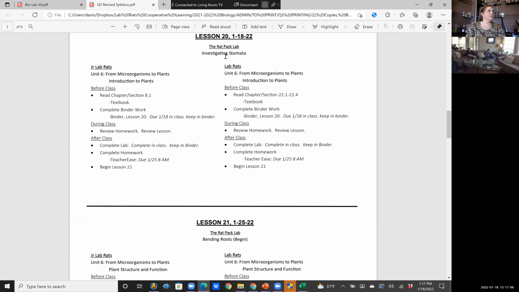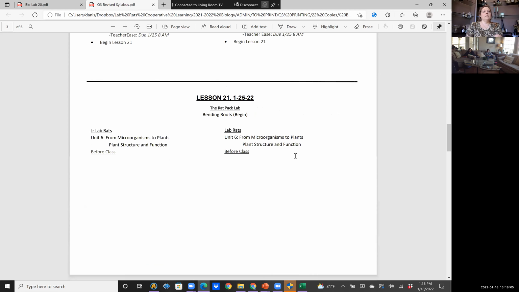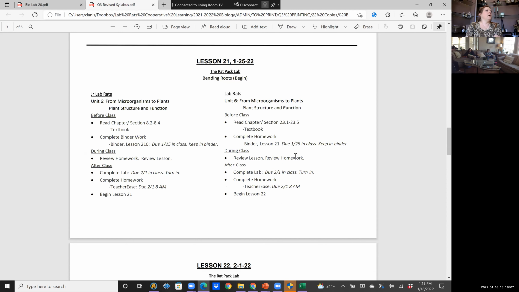We did the investigating stomata, right? And then we completed the lab and kept it in our binder. Next week, we're doing a lab that's going to take 2 weeks to run. We're bending roots. It's a process called gravitropism, and it basically puts into effect one of the tropisms of plants.